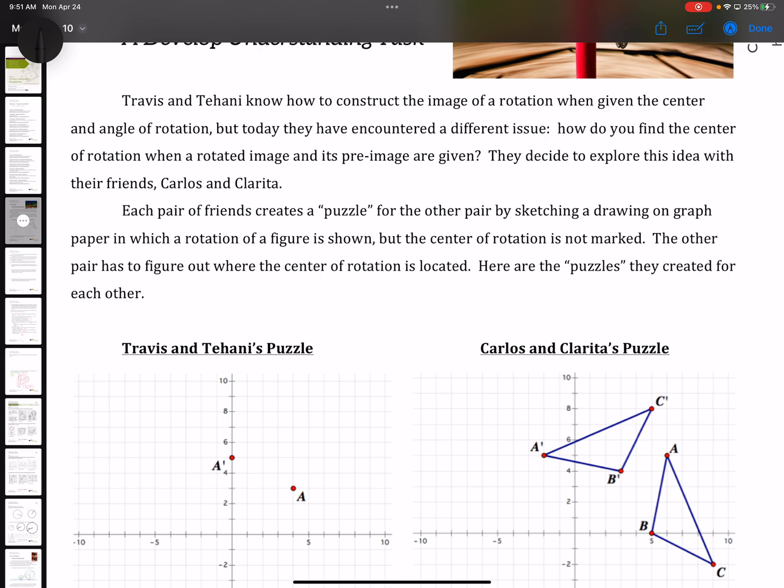Will, be nice. Go ahead and read the second paragraph for me too, Will. Each pair of friends creates a puzzle by sketching a drawing on a graph paper in which a rotation of a figure is shown, but the center of rotation is not marked. The other pair has to figure out where the center of rotation is located. Here are the puzzles they created for each other.